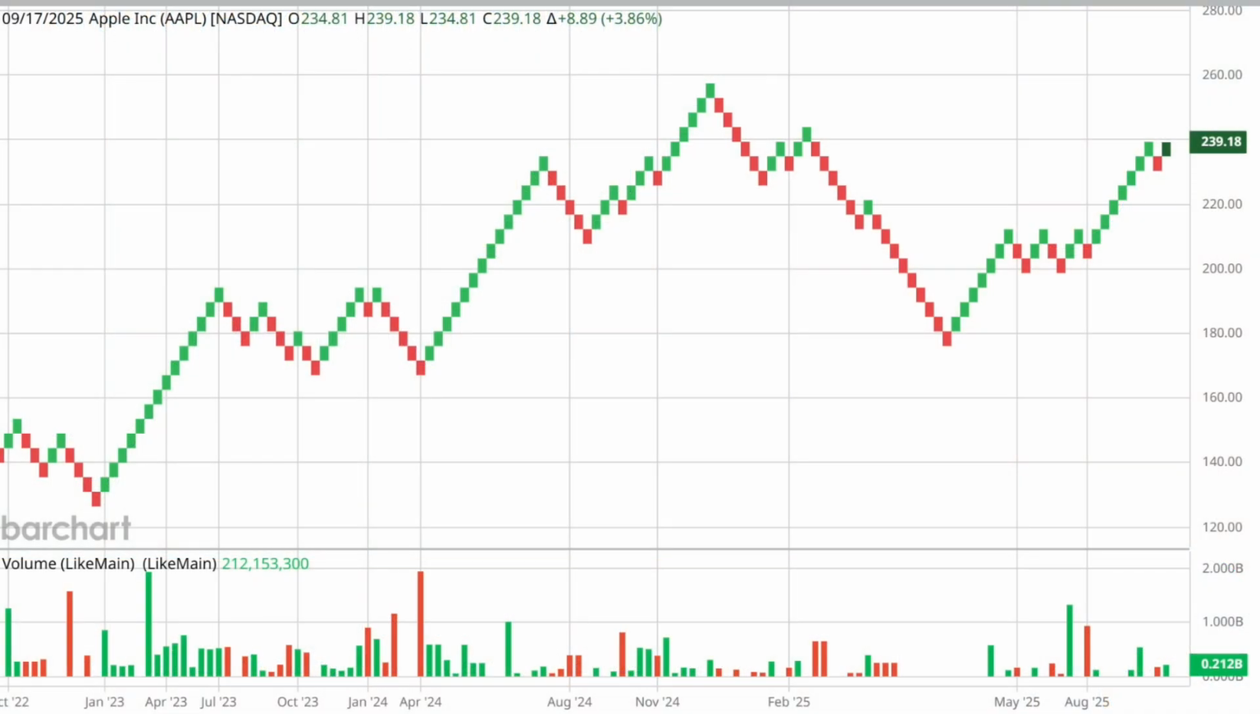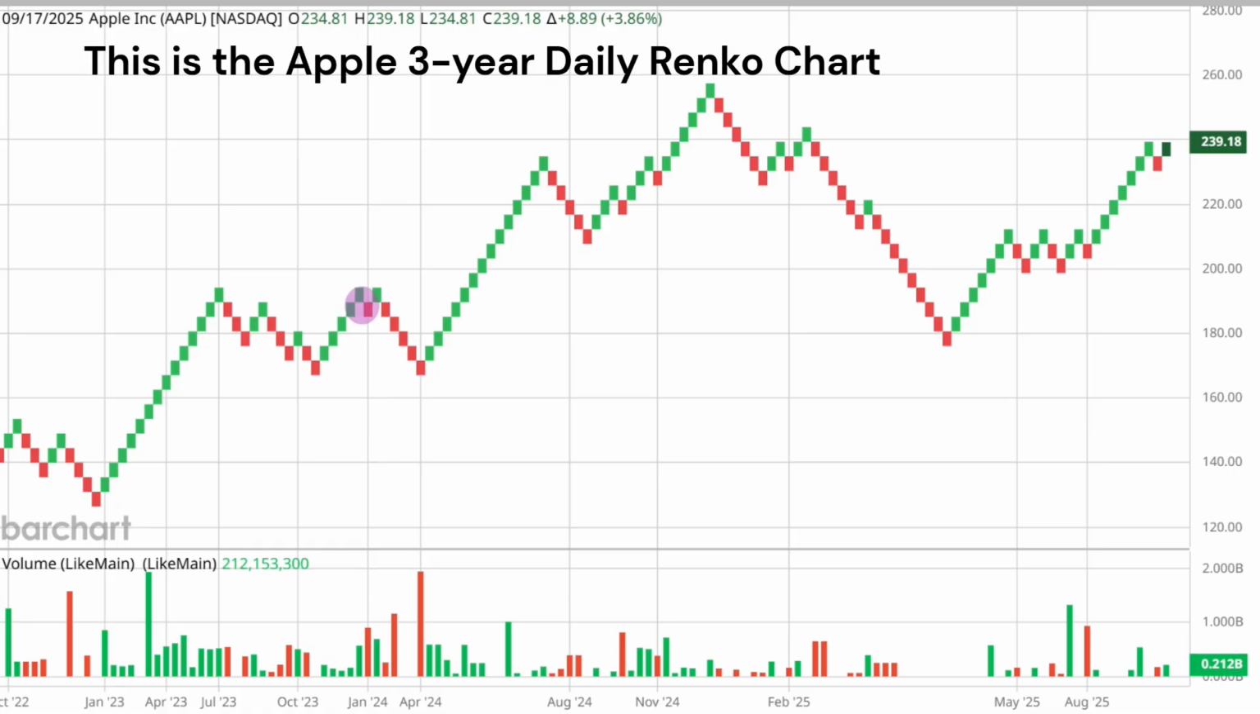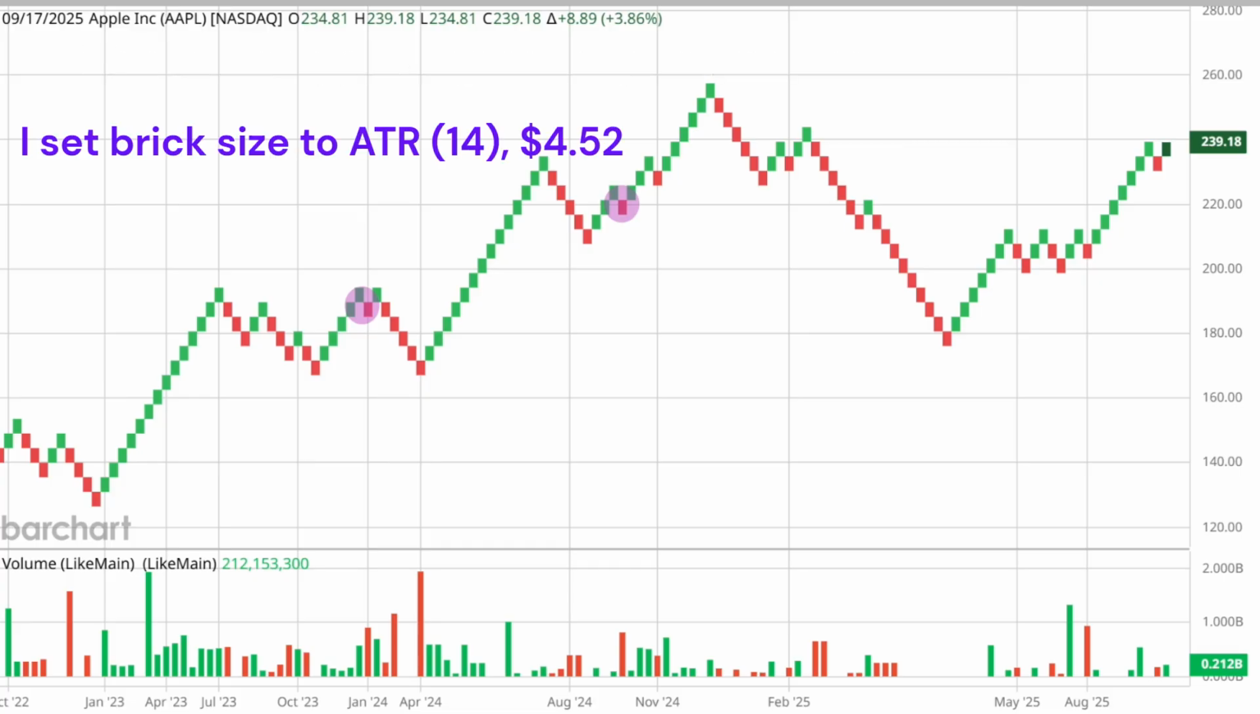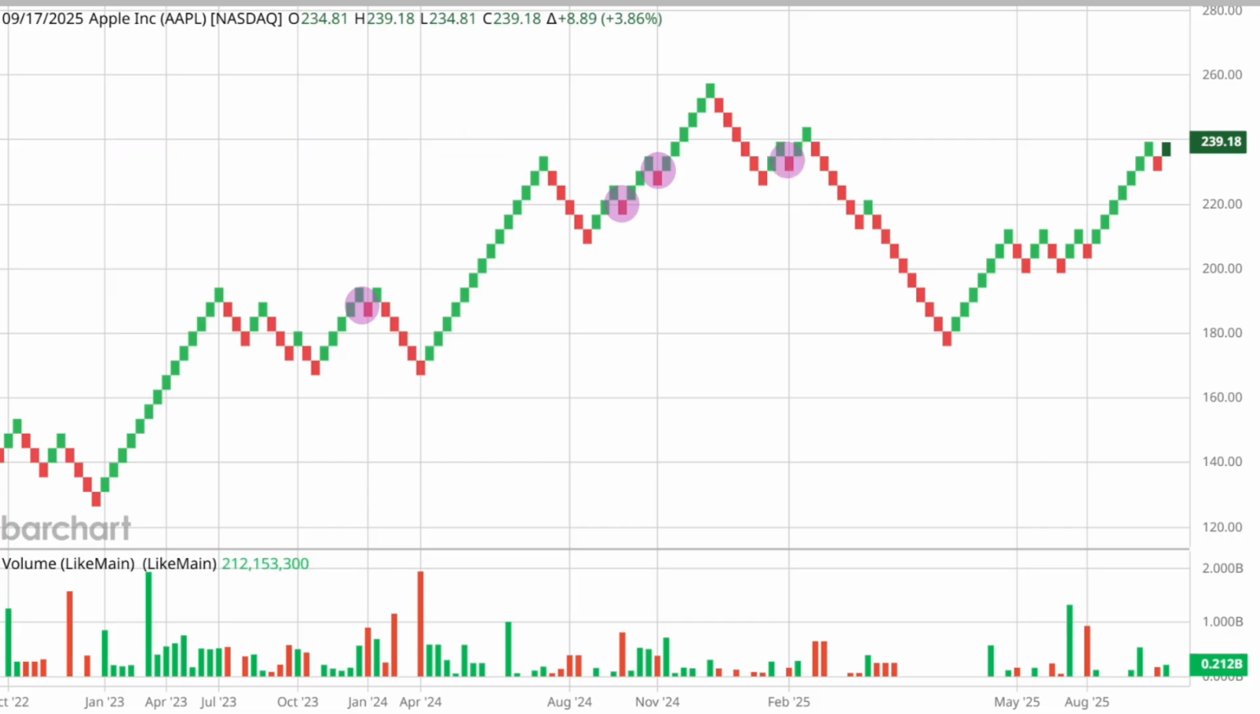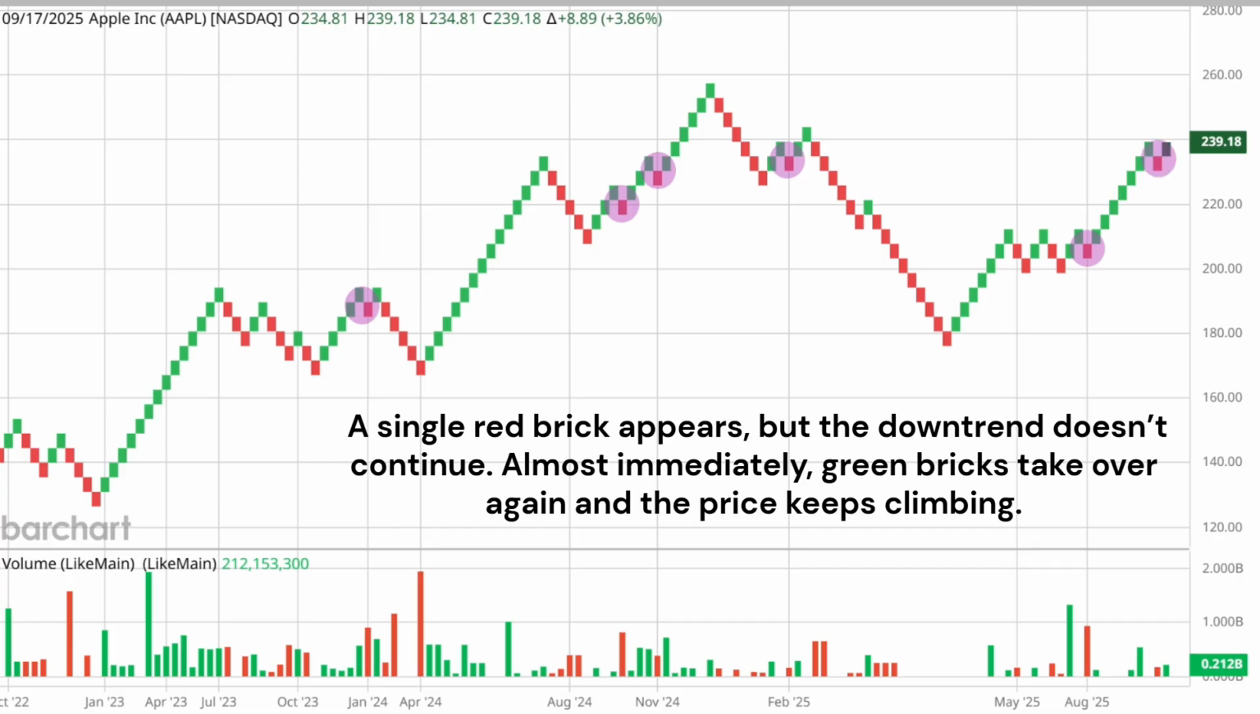A big mistake beginners make is reacting to every brick flip on a Renko chart. Here's Apple's 3-year daily Renko chart with an ATR 14 brick size of about $4.52 per brick. If you look closely, there are multiple occasions where a single red brick appears, but the downtrend doesn't continue. Almost immediately, green bricks take over again and the price keeps climbing.